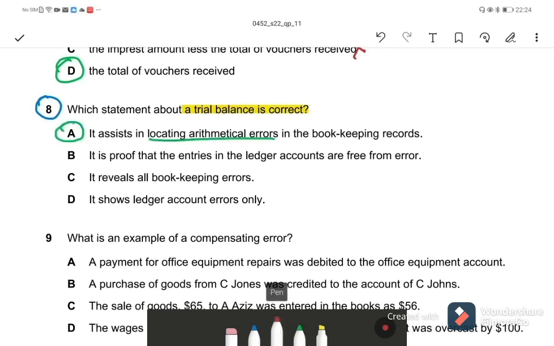Let's see the remaining. It is a proof that entries in the ledger account are free from error. It reveals all bookkeeping errors. It shows ledger account errors only. The perfect answer is option A.